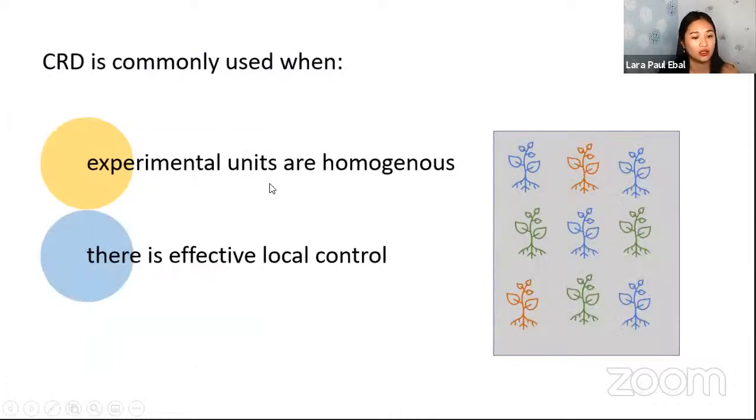Now, take note that they are used when experimental units are homogeneous, meaning the same variety, the same age. It depends on the research or the experiment. And there is an effective local control. So how do we have this effective local control? How to minimize experimental error so that we have this effective local control. Usually, this CRD is done inside a laboratory or greenhouse. That's why there is effective local control inside a laboratory, because there is the same temperature or same setup like that.